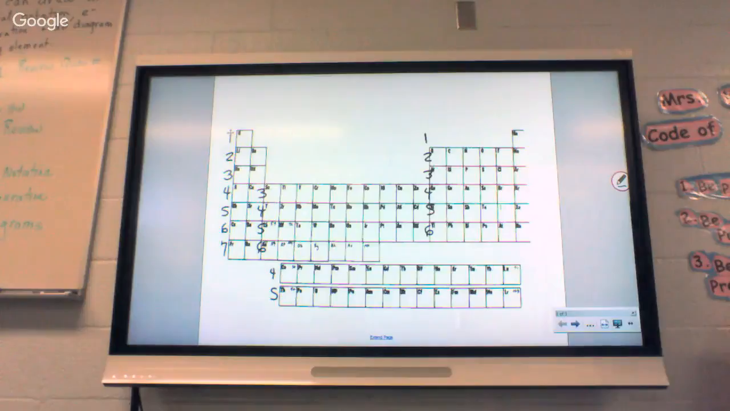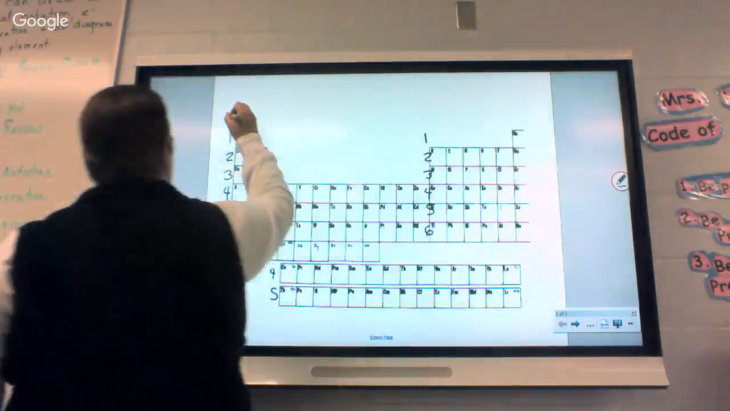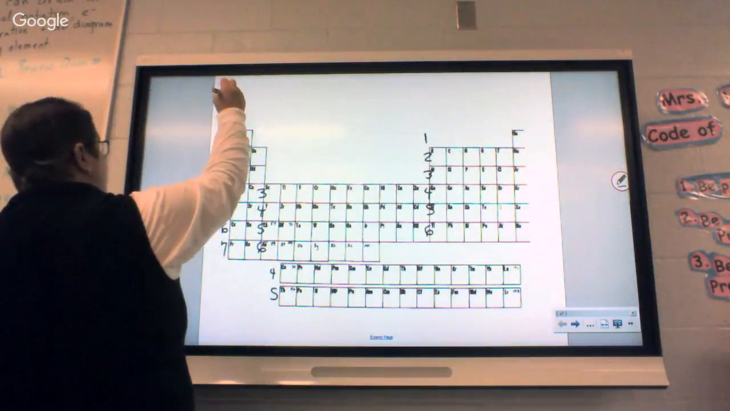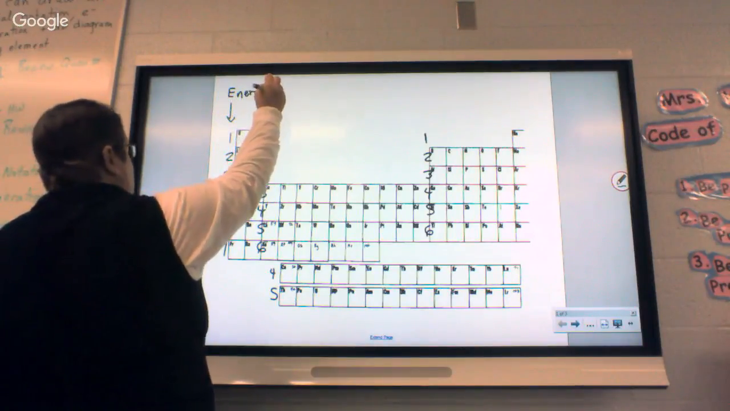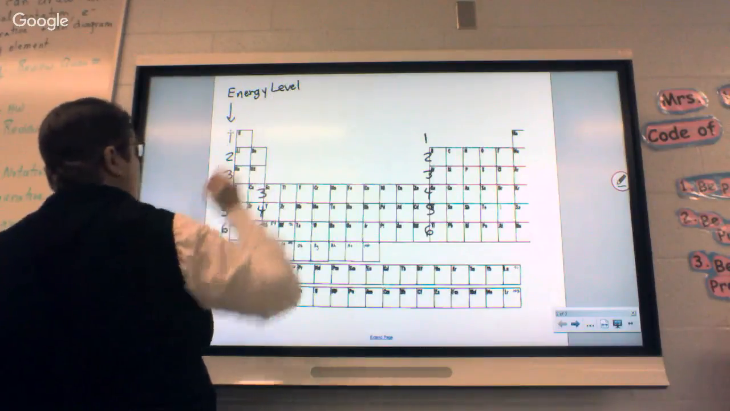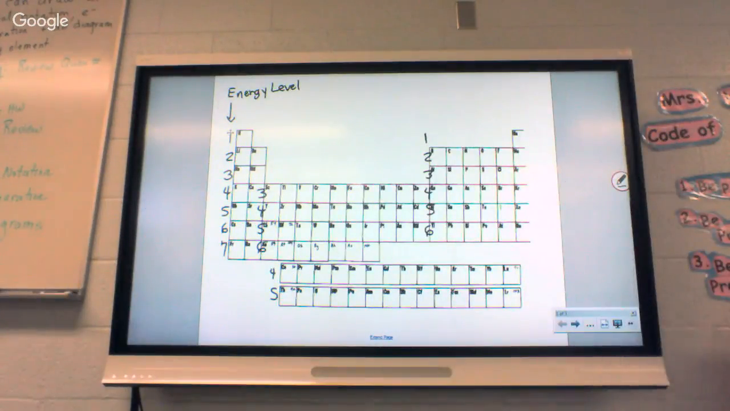Okay? The ones on the very left, 1 through 7, those aren't in the box. Those are beside. And just to clarify based on what we're going to do tomorrow, these numbers stand for energy level. Because we're going to talk periods and groups tomorrow. And today, we're color coding in energy levels. Okay? Those are energy levels.